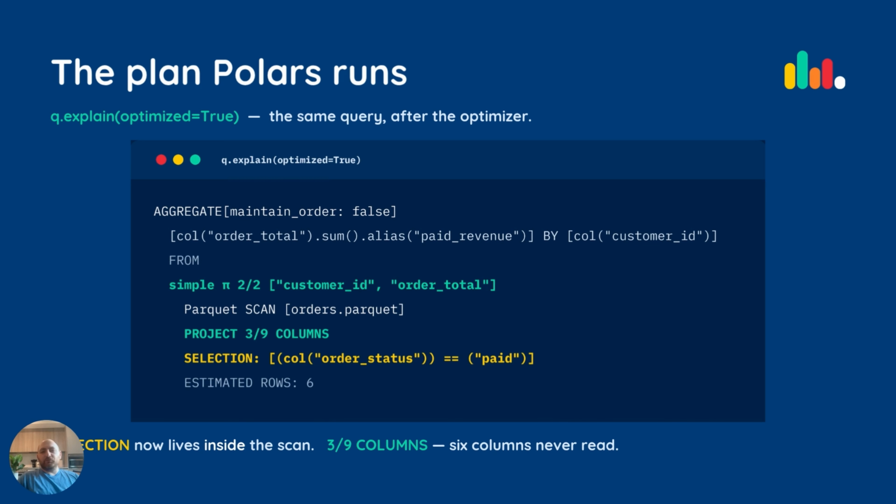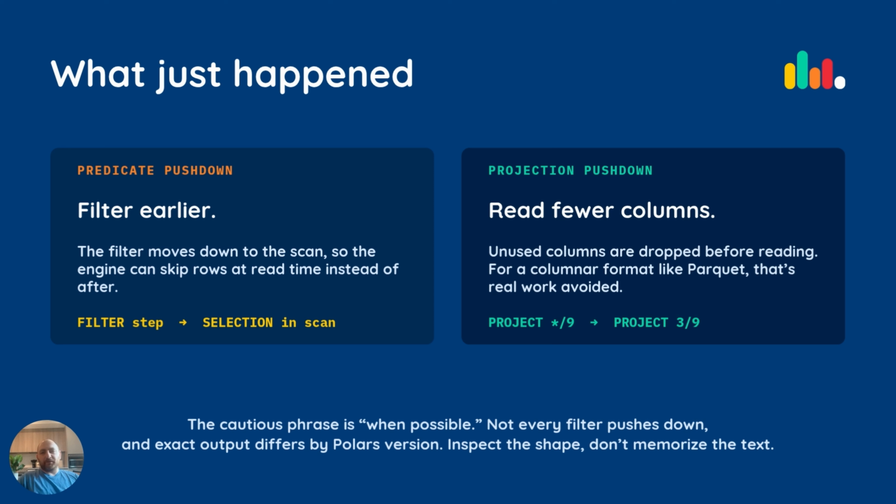Let me name the two moves because they are worth knowing by name. Predicate pushdown means filter earlier. The filter moves down toward the scan, so the engine can skip rows at read time instead of reading everything and throwing rows away afterward. Projection pushdown means read fewer columns. Unused columns get dropped before reading, and for a columnar format like Parquet, that is real, physical work avoided.